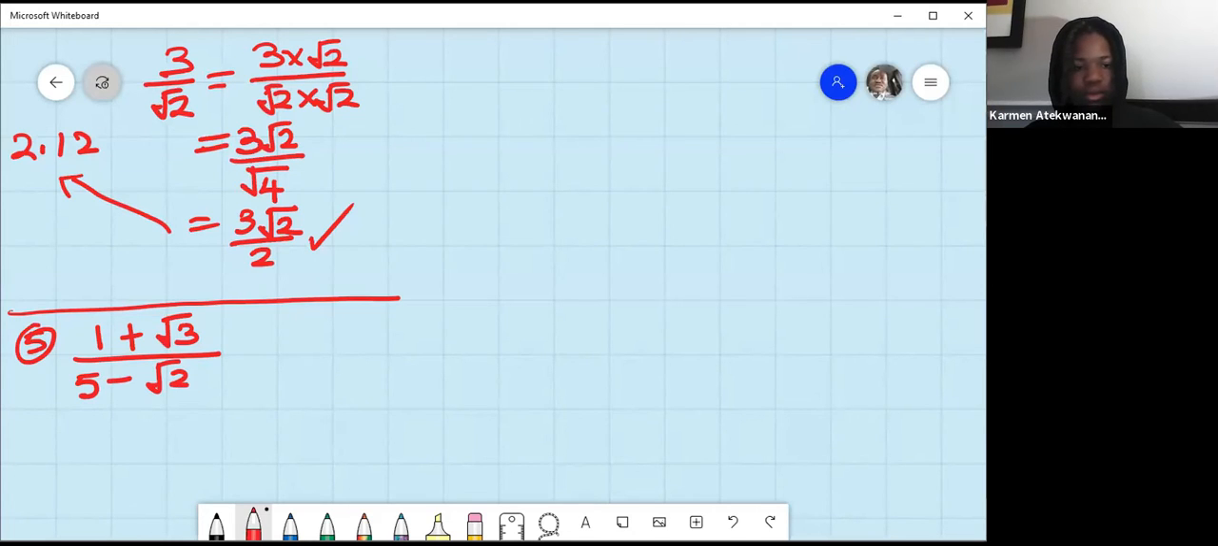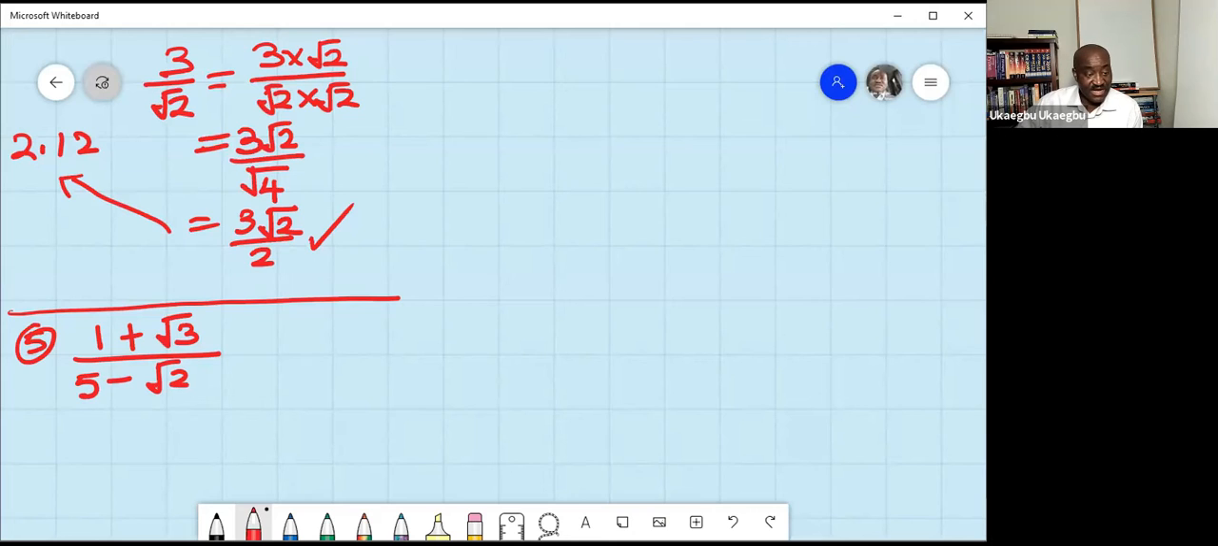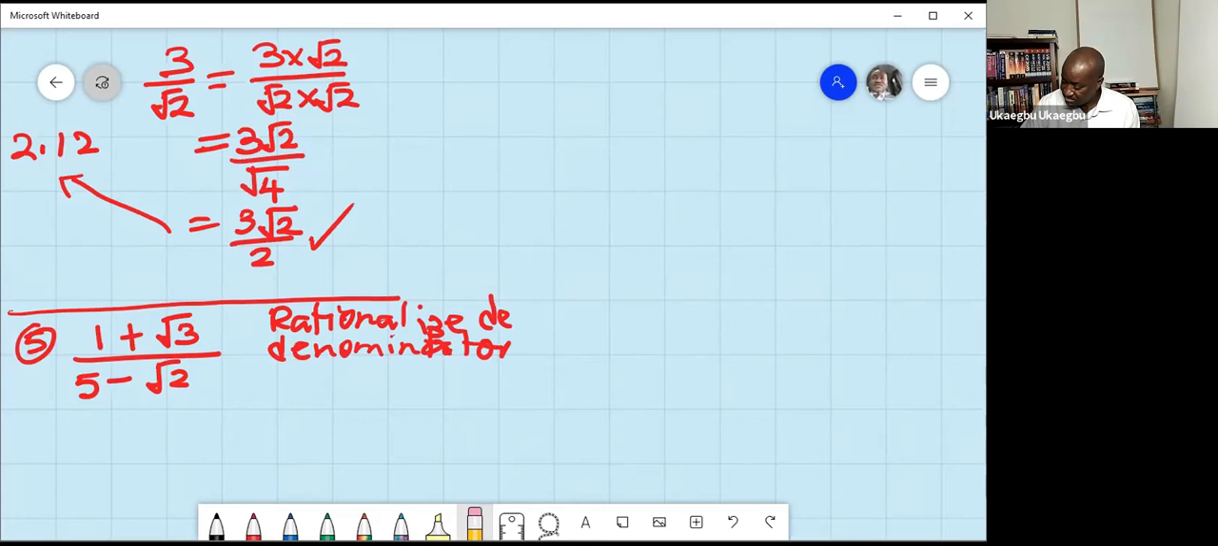So our goal right now is to learn how to rationalize the denominator. So same question, rationalize the denominator. Okay, so what that means is we are going to look, when you examine the denominator, for a number that is called the conjugate.